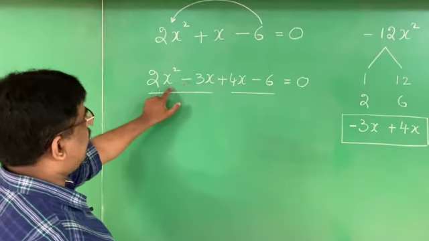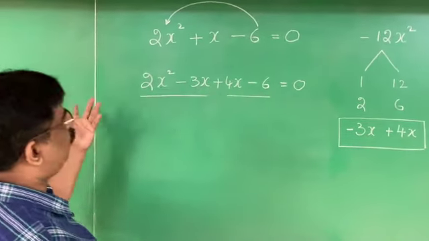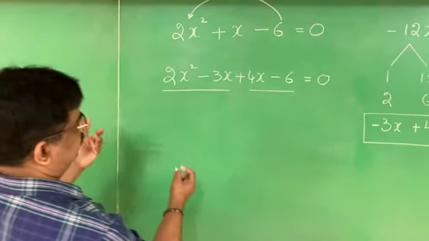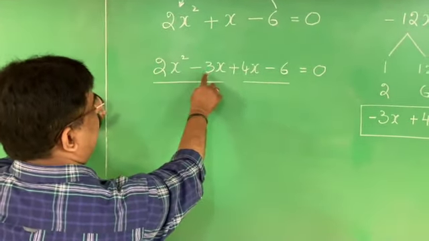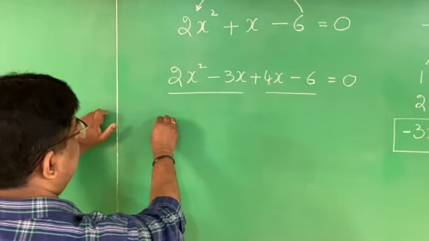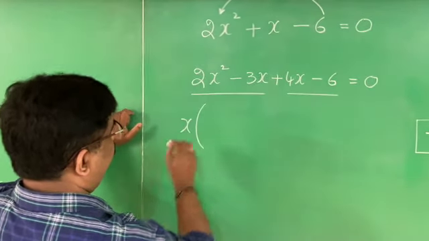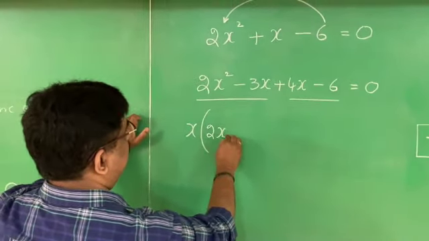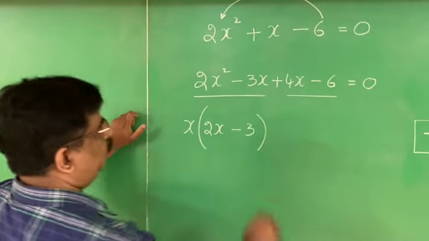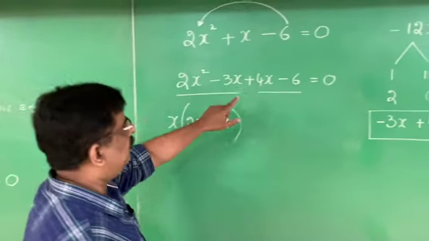Between 2x square and 3x, which is common? I can see x as a common factor between 2x square and 3x. Therefore, I write this as x of 2x minus 3. 2x minus 3. What am I saying here? Plus.